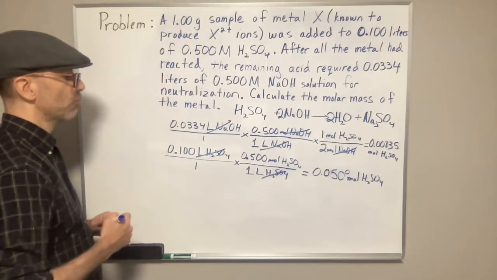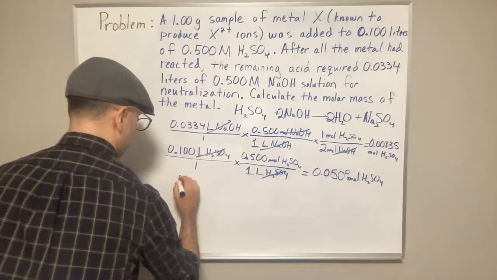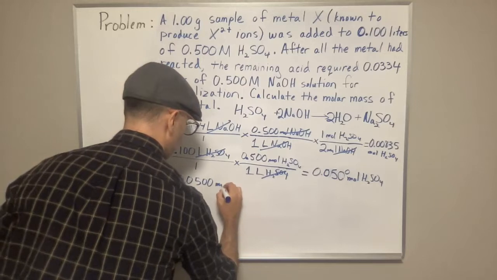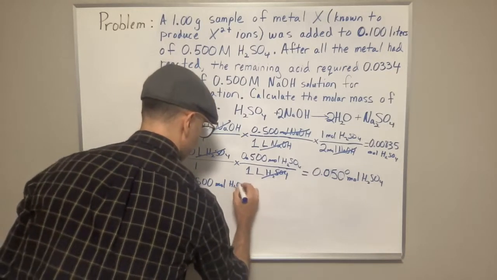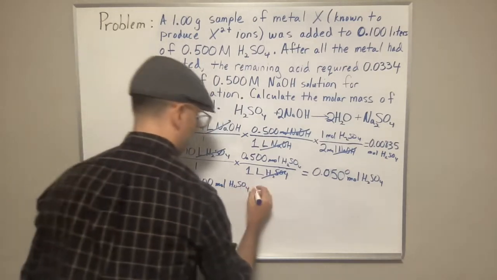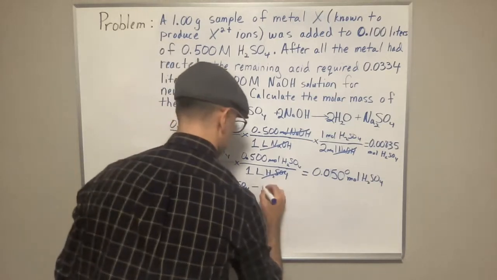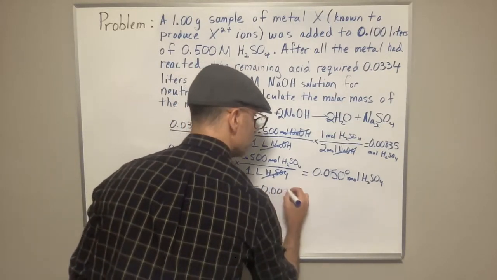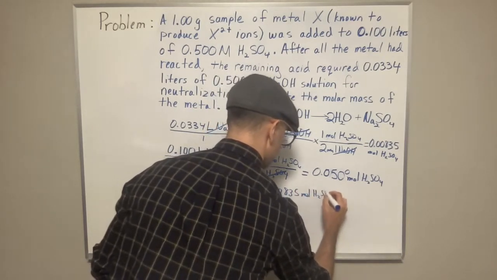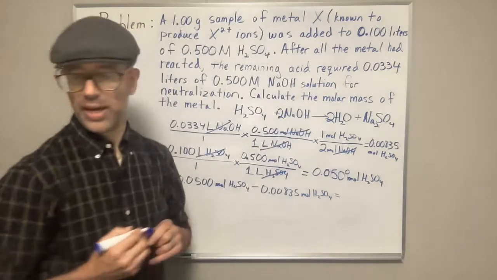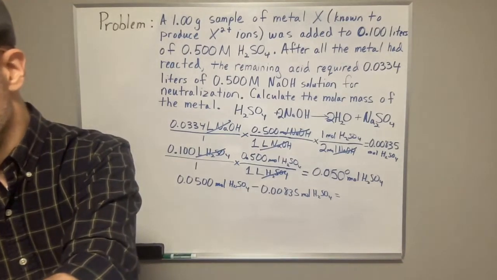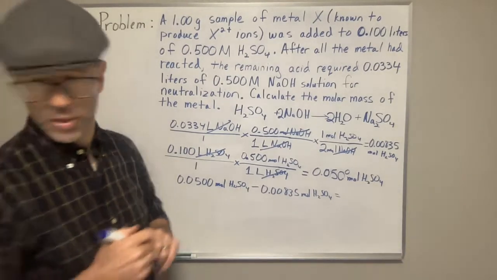Okay. So now I'm going to take my 0.0500 moles of H2SO4 that I started with and subtract out the unreacted, 0.00835 moles of unreacted H2SO4. And so then I get the reacted amount, which is going to be 0.04165.